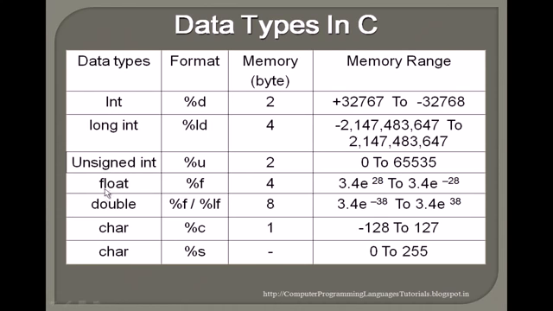If you want to store a fractional value, then there is float. It allocates 4 bytes in memory, and its range is 3.4e-38 to 3.4e+38. That is, it has a big range as compared to integer, long integer, or unsigned integer. If we want to store a big value, then there is double.